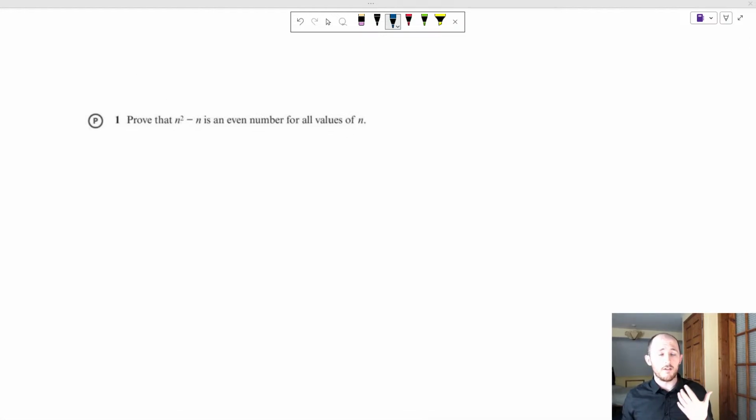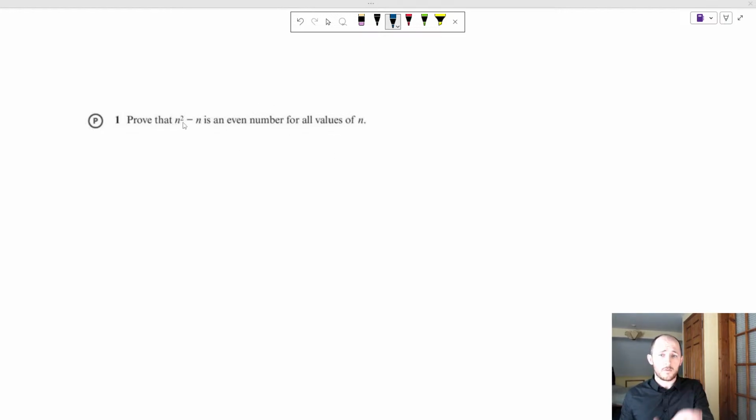Proofs is a big part of A-level maths, and it really tests your reasoning. And no offense to you guys, but students tend to have fairly weak reasoning. Just as a stereotype, you tend to not be great at it. So, this is just a regular proof, okay? It's not proof by contradiction, proof by exhaustion, anything like that. It's just a regular proof. And it says, prove that n squared minus n is an even number for all values of n.